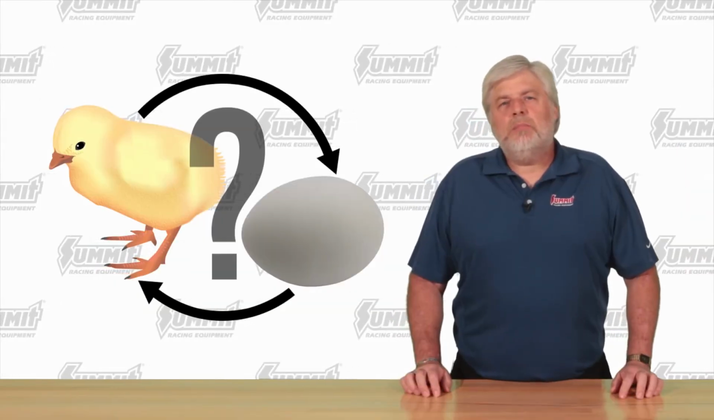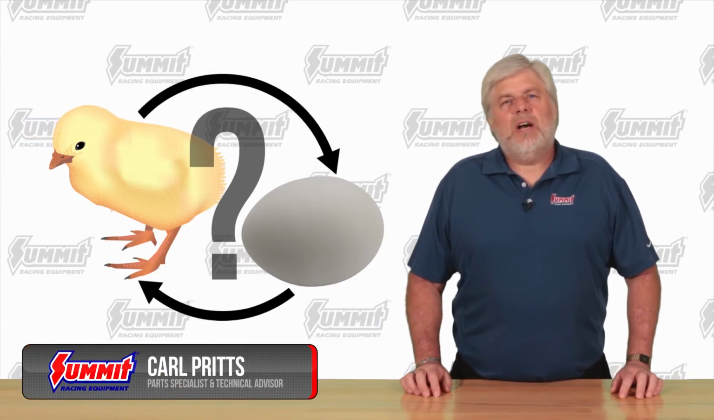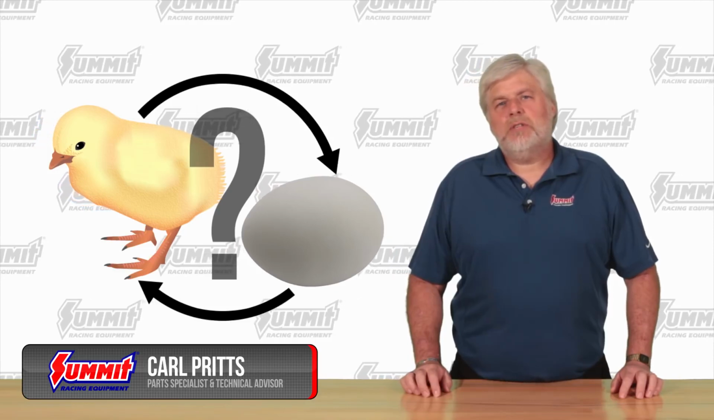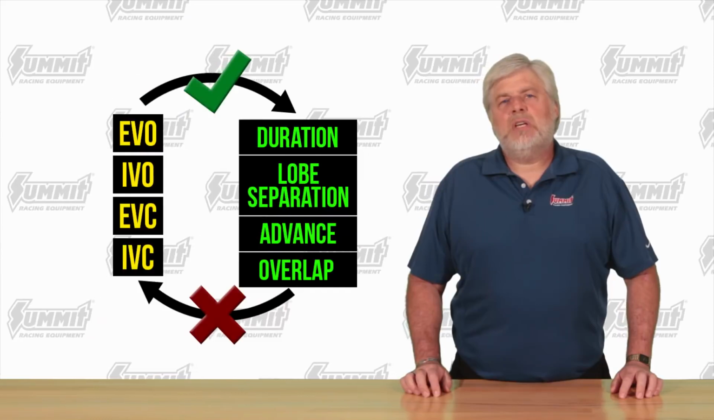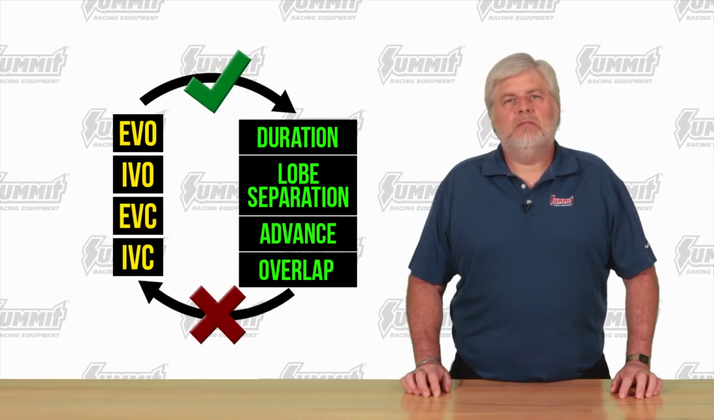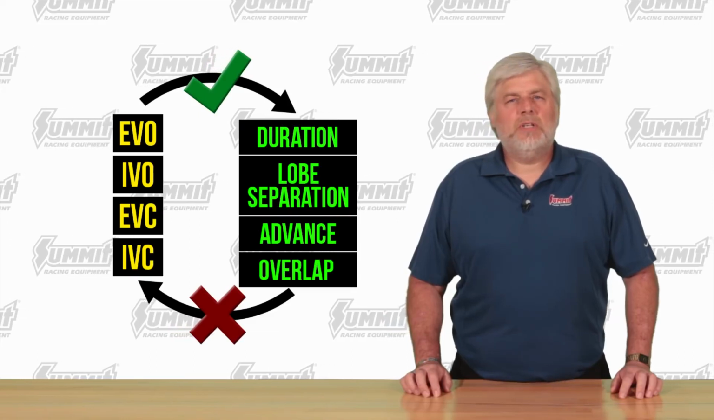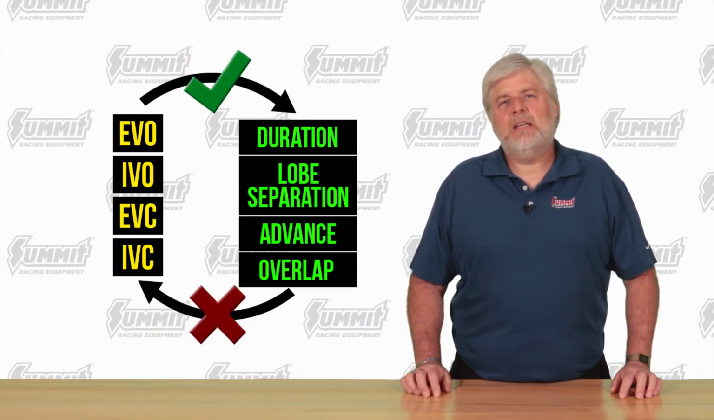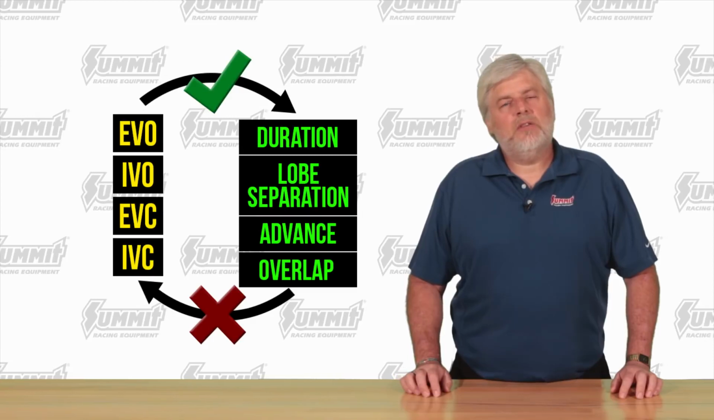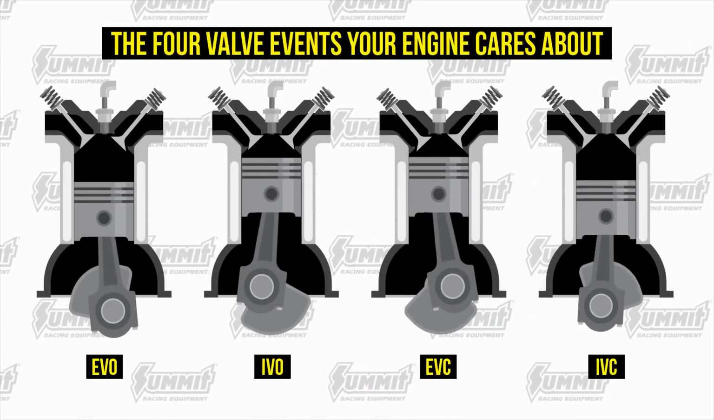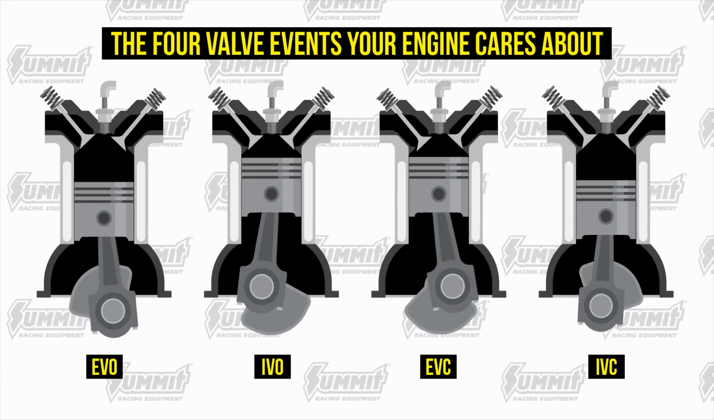When it comes to picking and buying cams, there is the chicken and the egg problem. Individual valve events are the only thing your engine cares about, but cams are sold by duration, lobe separation, and cam advance. Summit Racing Cam Timing Calculator helps you think like your engine. You'll see how the specific timing events create duration, lobe centers, lobe separation, advance, and overlap, not the other way around. Let's take a look at each of the 4 events so we know how they change engine behavior.